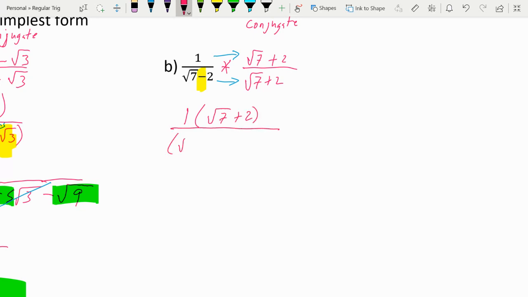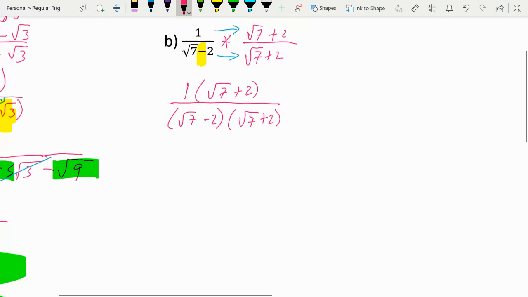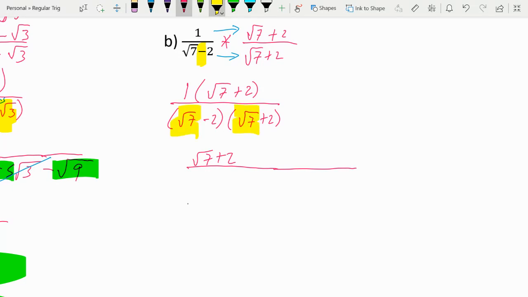And then I have the square root of 7 minus 2 times the square root of 7 plus 2. You notice that they're exactly the same except for the sign in between. Okay. So the numerator, nothing changes with the numerator. So I have the square root of 7 plus 2. Then the denominator. Square root of 7 times the square root of 7 gives me square root of 49.